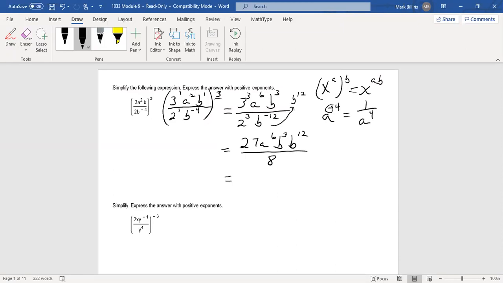The next rule we're going to use is the product rule. Again, for review, the product rule states that whenever we multiply like bases, so x being the base in this case, we add the exponents. So in our numerator, we have 27, a to the sixth, b to the 15th now, because we're adding the 3 and the 12 together, and that's all over 8.